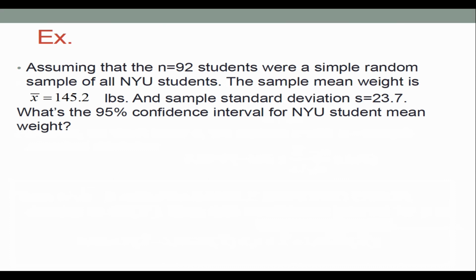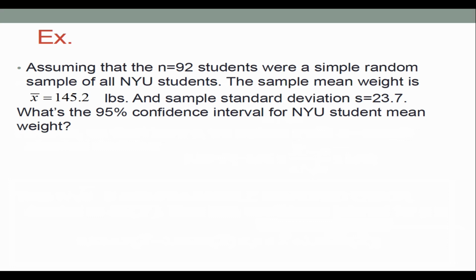Here is the example. Assume we are taking 92 student samples from the NYU student population, and the sample mean weight is 145.2 pounds, and the sample standard deviation, that is small s, is 23.7. What's the 95% confidence interval for the NYU student mean weight? This is asking you to construct a 95% confidence interval for the population mean mu.